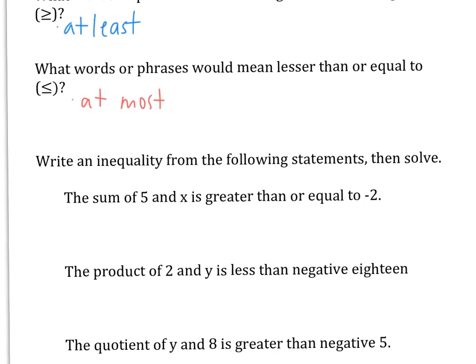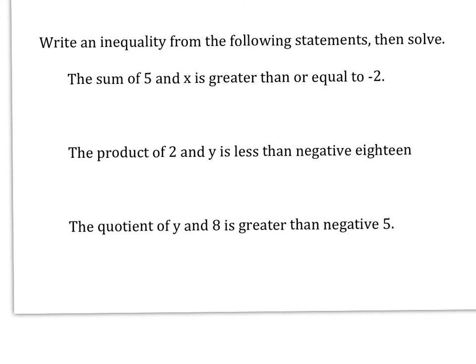Now let's take a look at writing inequalities from the following statements and solving. So the first one, the sum of 5 and x is greater than or equal to -2. Well, we know the sum means plus, and greater than or equal to is this symbol. So if we put those together, the sum of 5 and x, so we could say x plus 5 or 5 plus x would mean the same thing, is greater than or equal to -2. Now we'll subtract 5 and solve and get x is greater than or equal to -7.